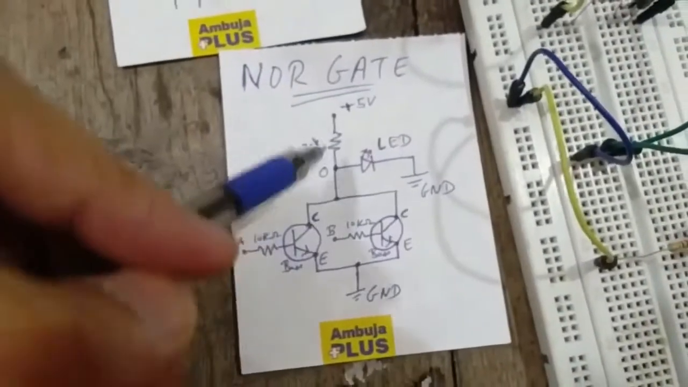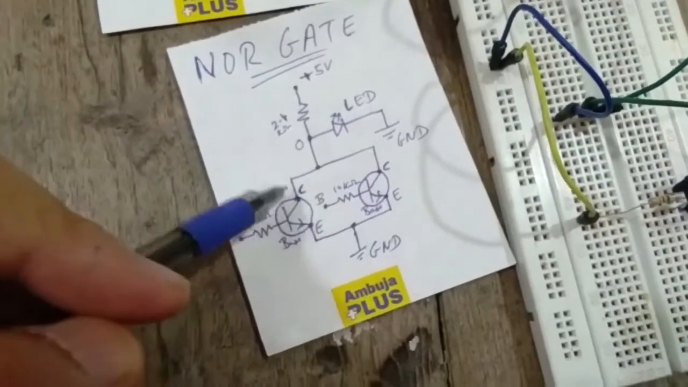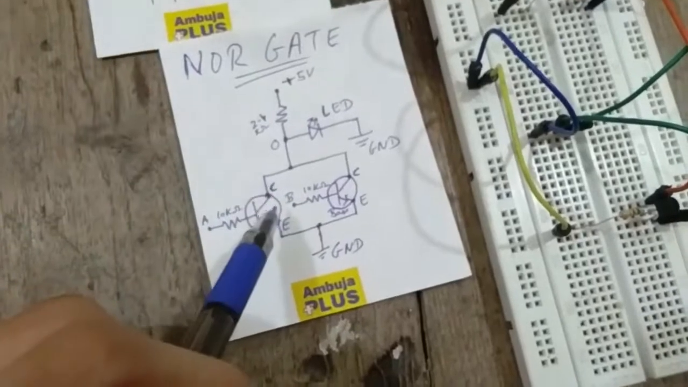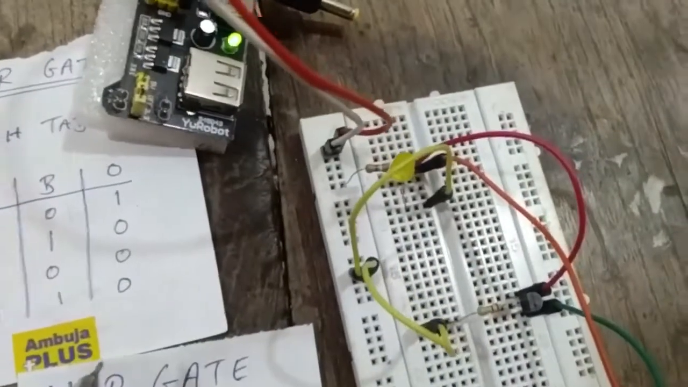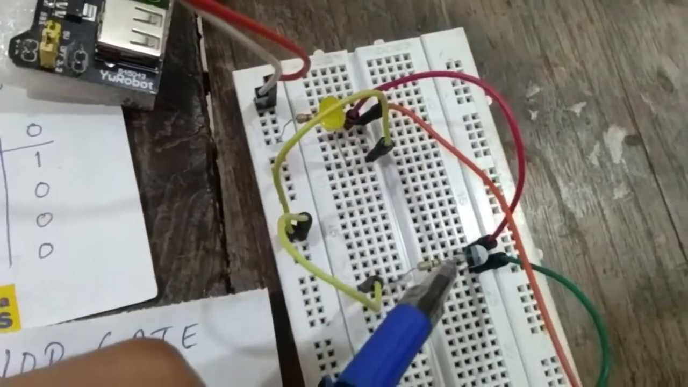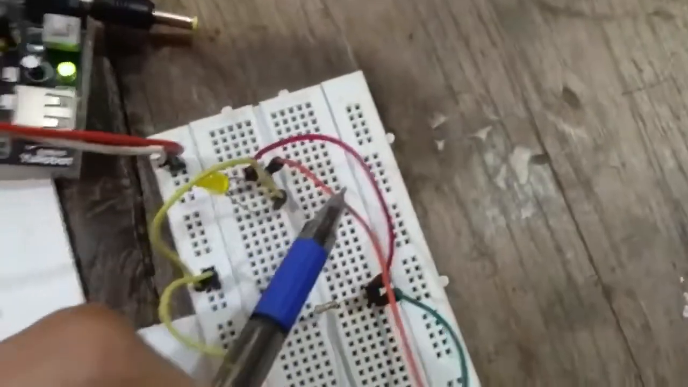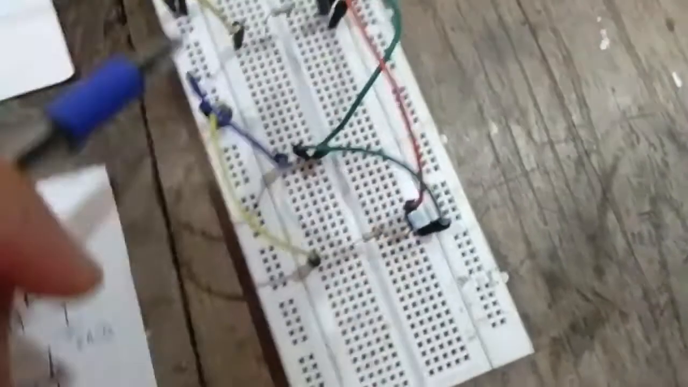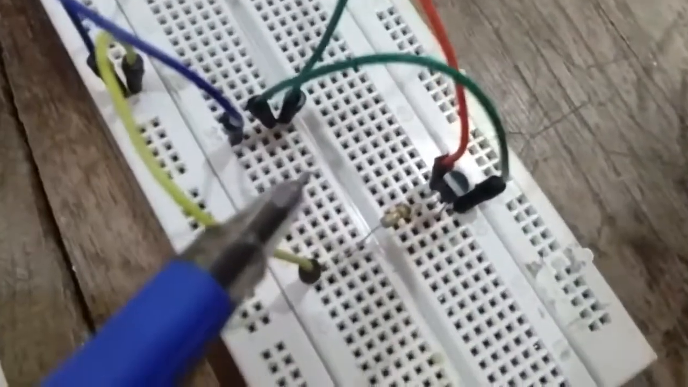In this connection, you can see that this one is the red wire which is connected to the collector pin of the first transistor, from this resistor of 2 kilo ohms. The resistor I have used here is 2 kilo ohms, which is then connected with the red wire to the collector pin of the first transistor. Similarly, it is also connected with an orange wire here. This orange wire goes to the collector pin of the second transistor.